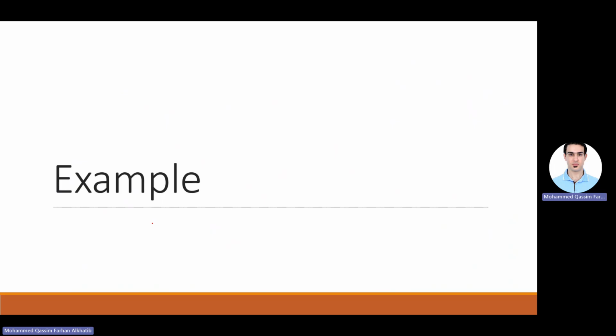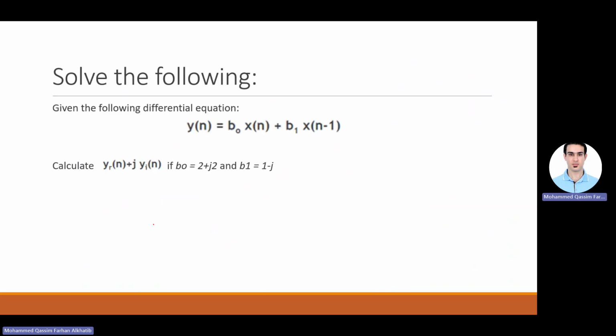All right, so to summarize this lecture, you'll be given an example exactly like this. The only thing I will change are the values of B0 and B1. That's the only thing. So this is the general expression that's going to be there for all signals. I'm talking about this recursive, non-recursive filter with a single delay. So calculate YR plus JYI if B0 is given and B1 is given. So the task here is to find YR of n and Y imaginary of n given these coefficients.